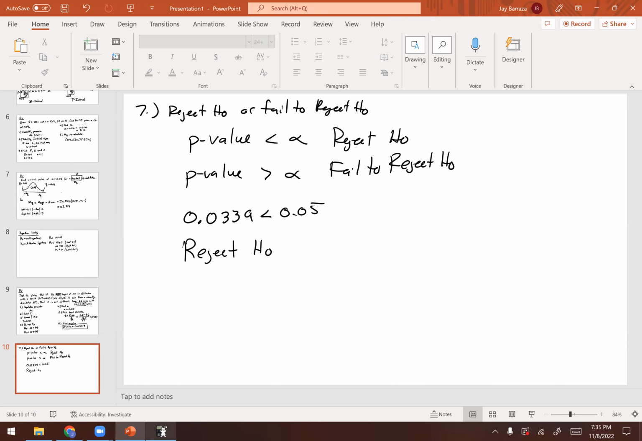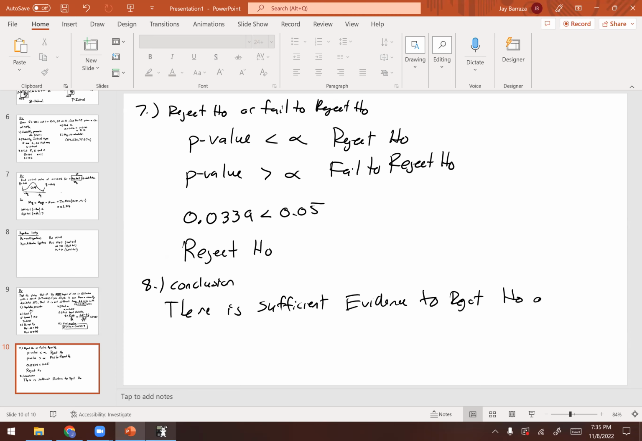Okay, I reject H naught. So step 8 is your conclusion. There is sufficient evidence to reject H naught and say the men's height is not 66 inches. Okay, there is enough evidence to say that the alternative is true, or the null hypothesis is not true.